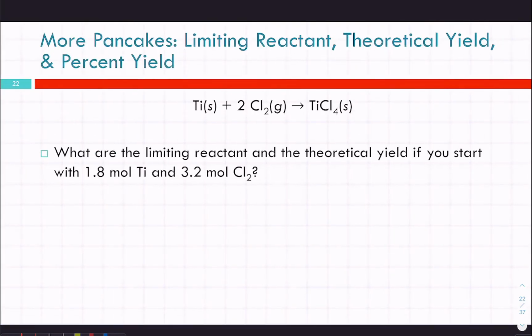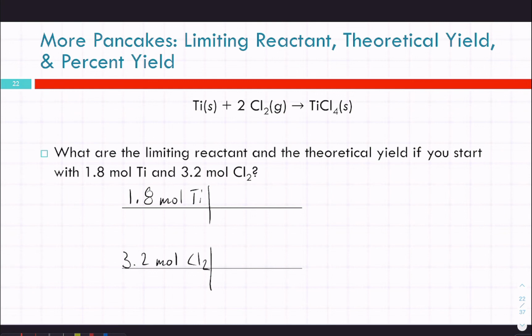Okay, so again, still looking at this titanium chloride reaction. What are the limiting reactant and the theoretical yield if you start with 1.8 moles of titanium and 3.2 moles of chlorine? So like all these other ones, start out with our 1.8 moles of titanium. This is an easier one because we're starting with moles. And then we'll also write out our other stoichiometry problem, 3.2 moles of chlorine. And we'll calculate how much titanium chloride we can make with each of these amounts. So what is our ratio between titanium and titanium chloride?